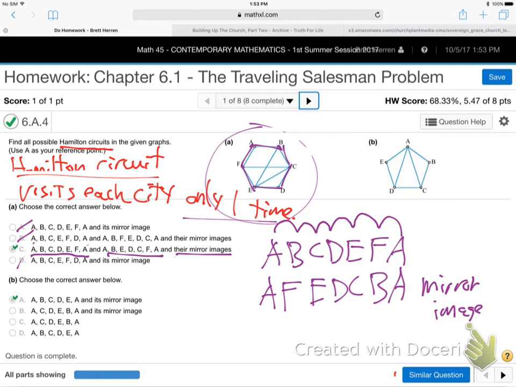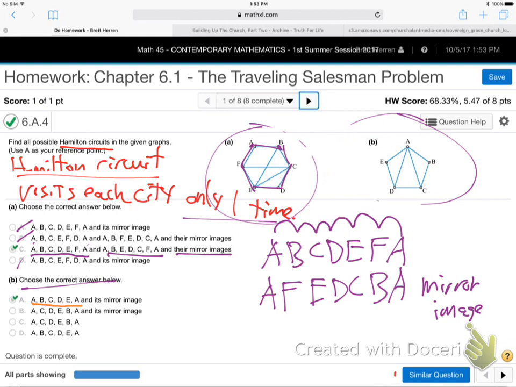Let's look at part B. So part B is this one over here, for part B down here. They say choose the correct answer. So how many routes are there on B? On B, there's really just the one around the outside, huh? A, B, C, D, E, A. There's no other way to make a Hamilton loop or a Hamilton circuit other than just going around the outside for B. There's no other way to do it.